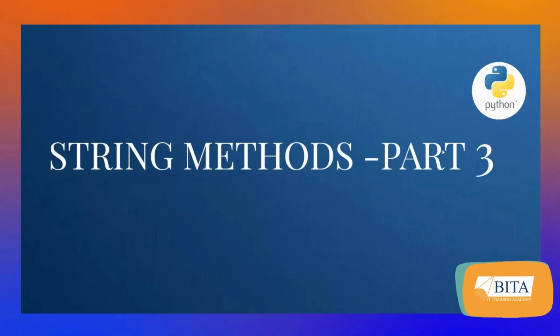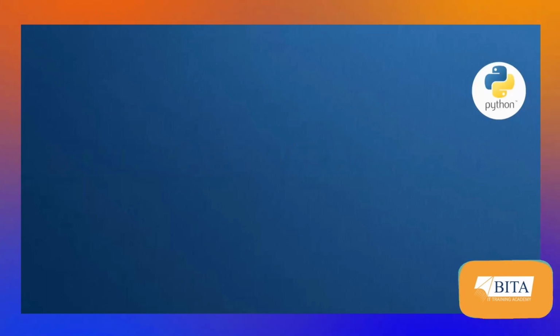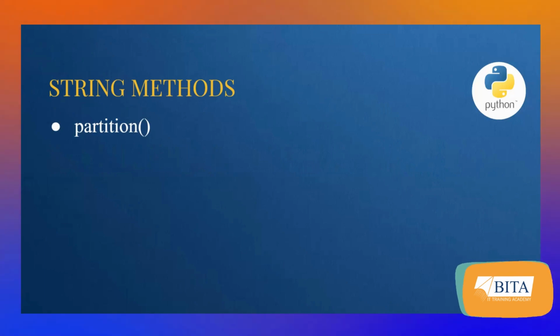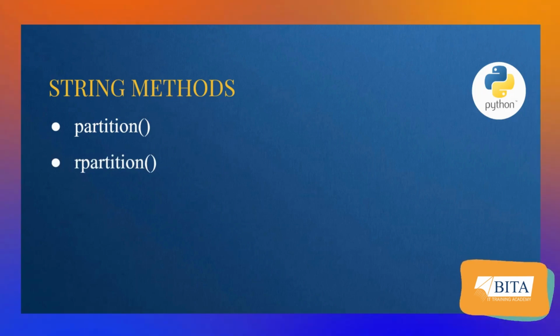Today we are going to discuss string methods in Python. The first method we are going to discuss is partition. So what is the partition method? The partition method is used to split a given input based on a particular given word. In partition itself, we have another type called rpartition. R stands for right partition. We can see this with an example.